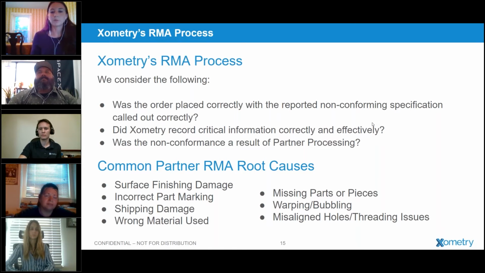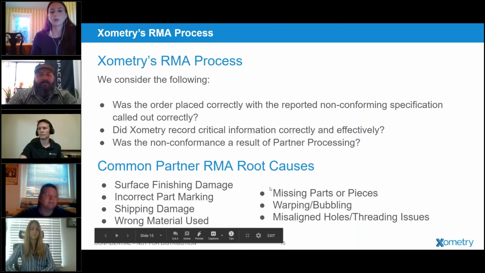Some of the most common causes for the RMAs are surface finishing damage, incorrect part marking, shipping damage, using the wrong material, parts missing, warping, bubbling, misaligned holes, and threading. Now, there are other issues that come up, but by far these are the most common root causes.